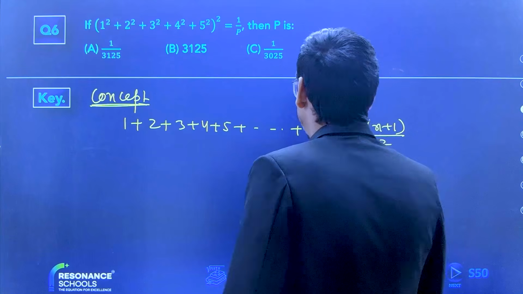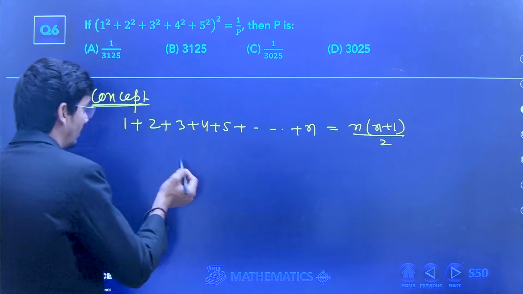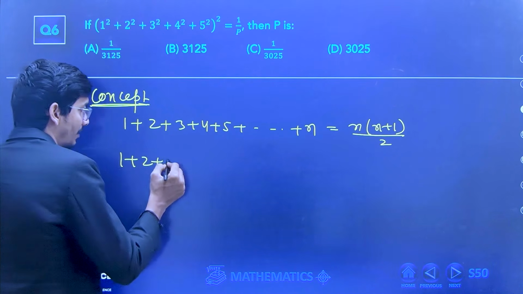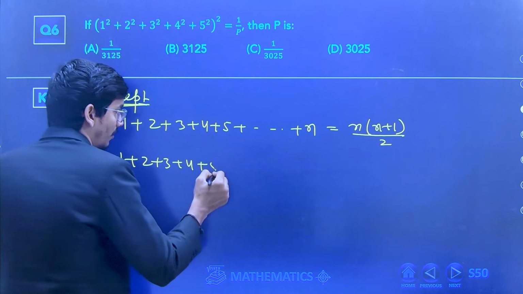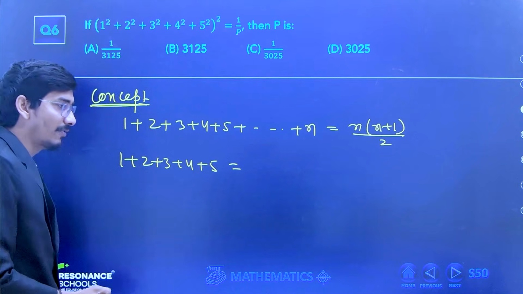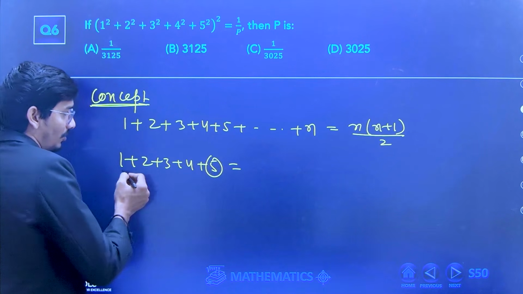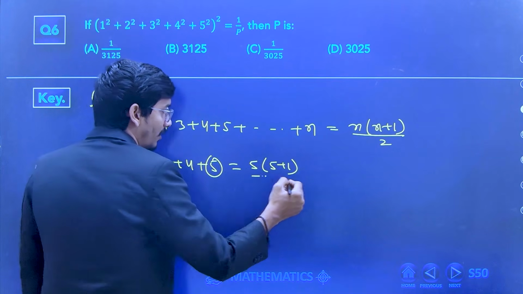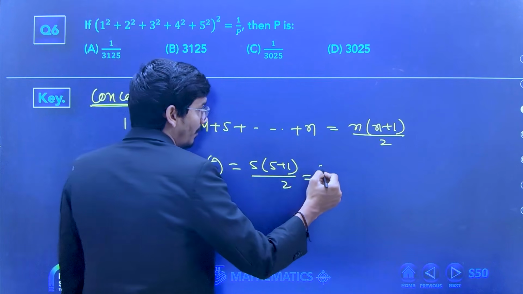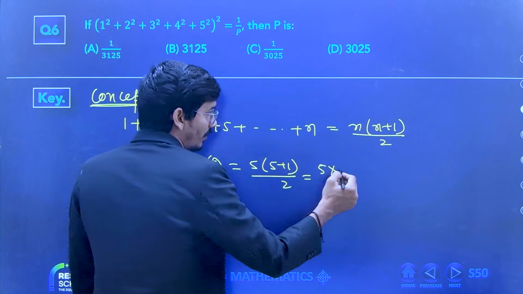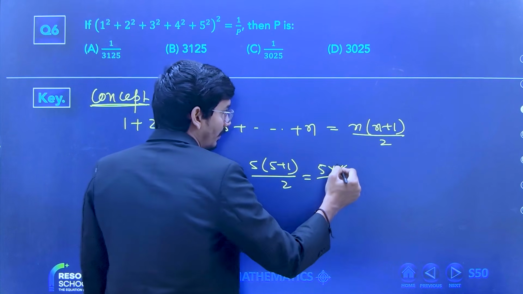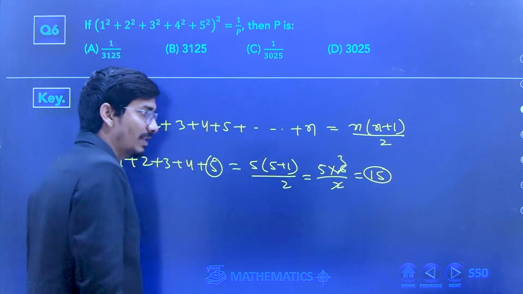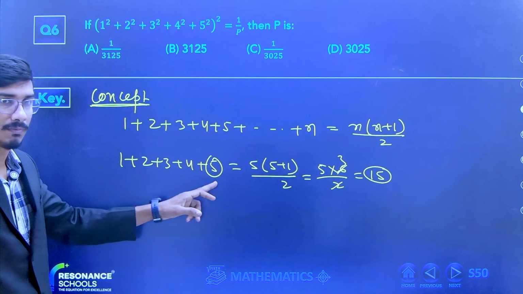So when we put n equals 5, it means 1 plus 2 plus 3 plus 4 plus 5. So in this case, what is the value of n, beta? 5. So what is the sum? 5 into (5 plus 1) divided by 2, that is nothing but 5 into 6 divided by 2, this is 3, 5 into 3, 15. It means the sum of the first 5 numbers is 15.